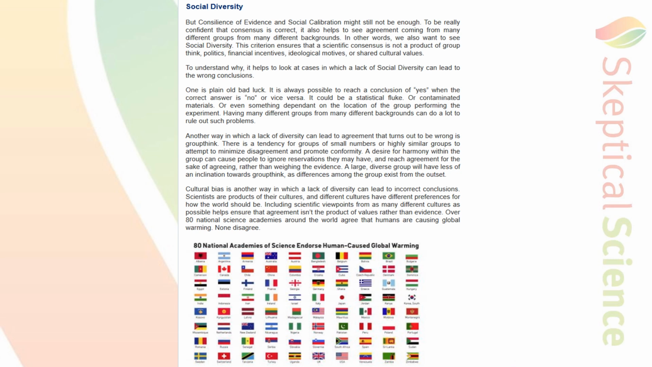Cultural bias is another way in which a lack of diversity can lead to incorrect conclusions. Scientists are products of their cultures, and different cultures have different preferences for how the world should be. Including scientific viewpoints from as many different cultures as possible helps ensure that agreement isn't the product of values rather than evidence. Over 80 national science academies around the world agree that humans are causing global warming. None disagree.